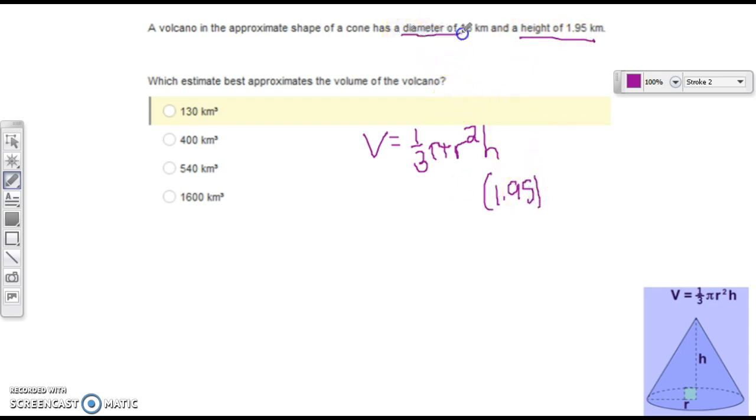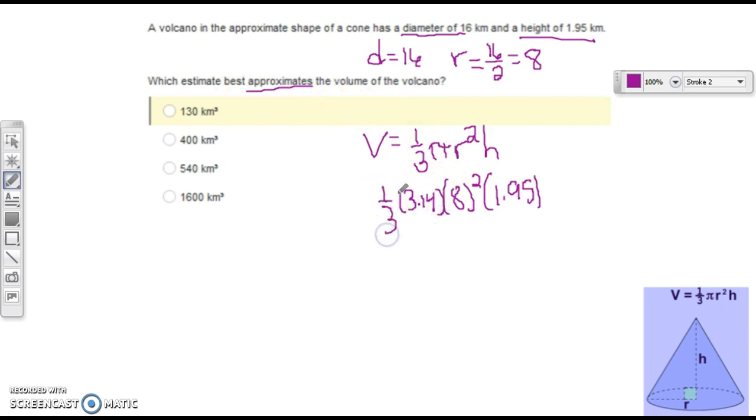And then we know the diameter. Do not plug diameter in for radius. We need to take that diameter of 16 and turn it into a radius by dividing it by 2. So the radius that we're going to plug in is 8. Be really careful not to plug in the diameter. And since we're trying to just get an estimate or an approximate answer, I'm going to go ahead and plug in 3.14. And then I'm going to type it all in my calculator. I like to do 3.14 times 8 squared times 1.95 and then divide by 3.